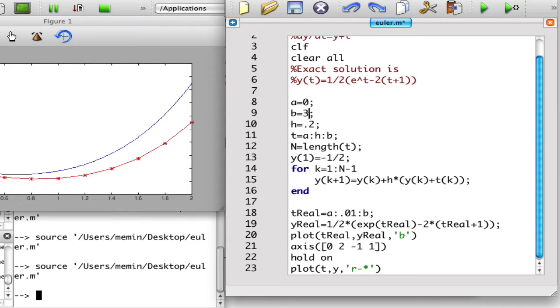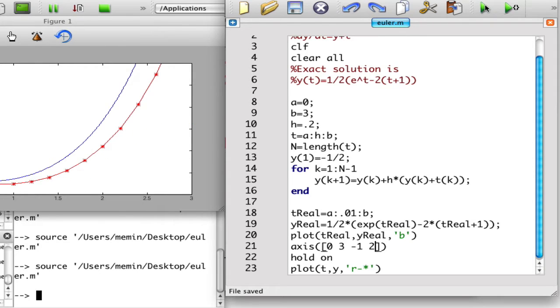And actually, let's make it longer. Let's make b 3. So let's go from 0 to 3, and then let's go from y equals 2. Let's see what happens here. You can see that it starts off good in the beginning, but then over time it starts separating and separating and separating. So what's the only thing that I can do? Increase the steps or decrease the step size? Decrease the step size.